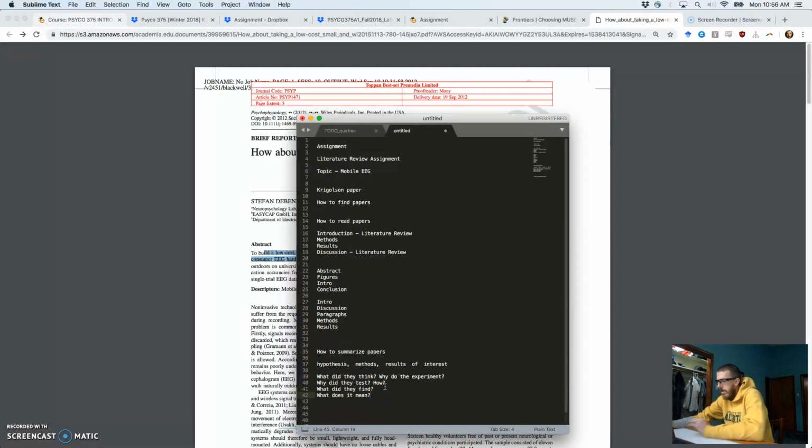Okay, so if you were to go through and read 10 or 20 papers and pick 10 that you like and summarize them in this way, you'd be doing an excellent job on this part of the assignment.